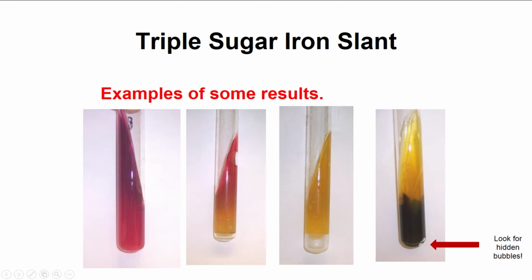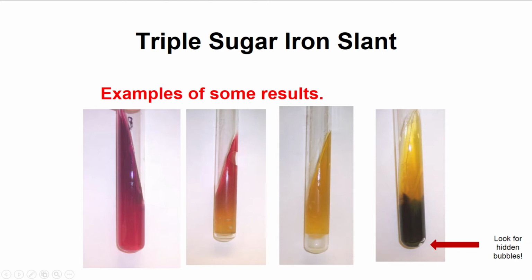This one over here you can see is yellow on top, yellow on bottom. And that means that it's alkaline over, acid over acid, so A/A. You can see the CO2 bubble over here, and you can see that there's no black precipitate. And that no black precipitate indicates that it is H2S negative.